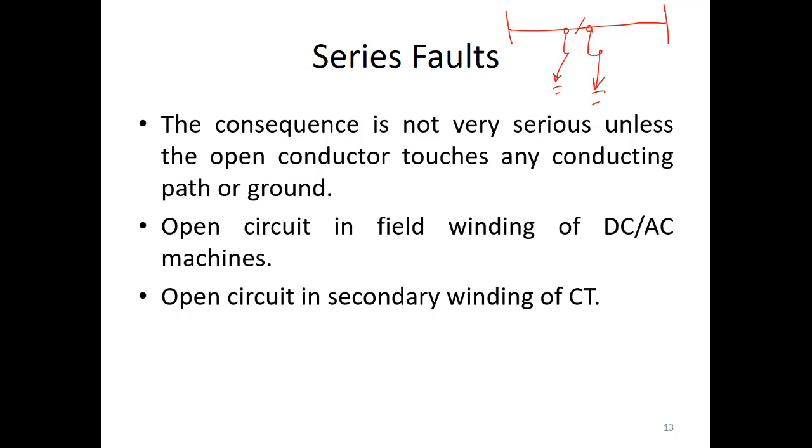So in the open circuit, sometimes the open circuit in the secondary winding of CT also happens. When the secondary winding of the CT becomes open circuited, there is a chance of producing high voltage in the circuit.